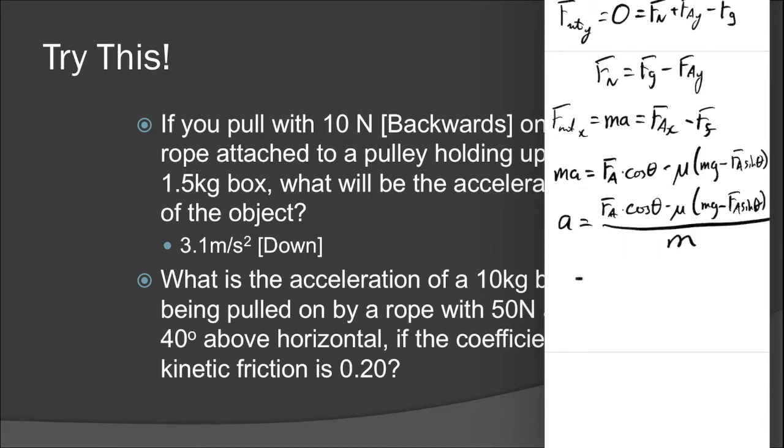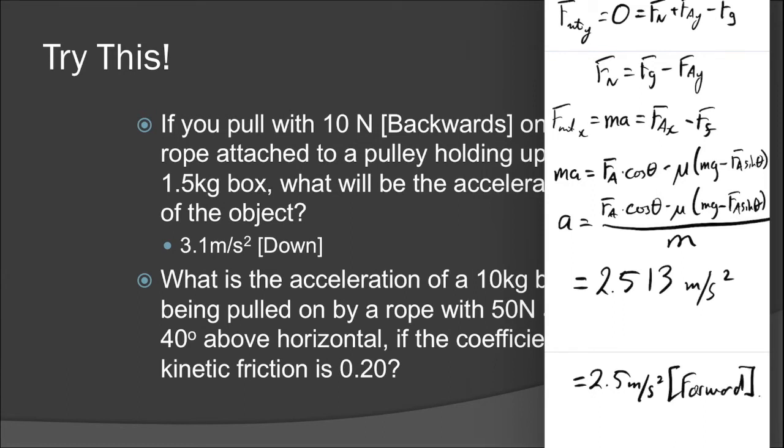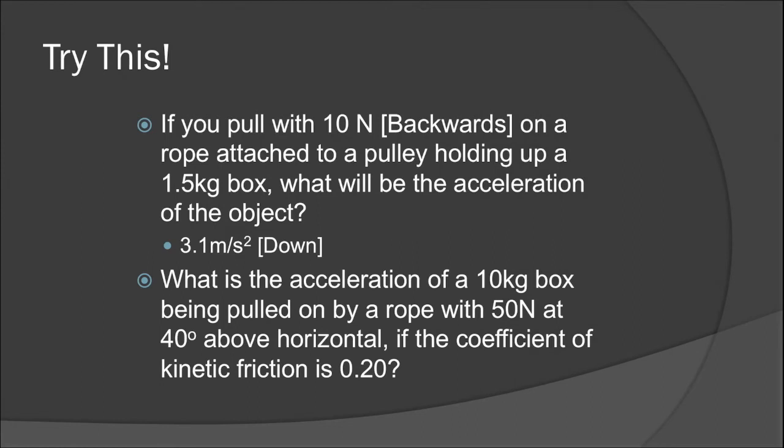Putting these numbers into your calculator, you should get 2.513 meters per second squared. So our final answer is 2.5 meters per second squared forward. Since there's no direction in the question, but we know acceleration is a vector, we can just create a direction and we'll call it forward for now. So as you can see, tension force does not really complicate the question. It just adds the ability to change the direction of a certain force, but it's simply just extending the area that you can pull things.